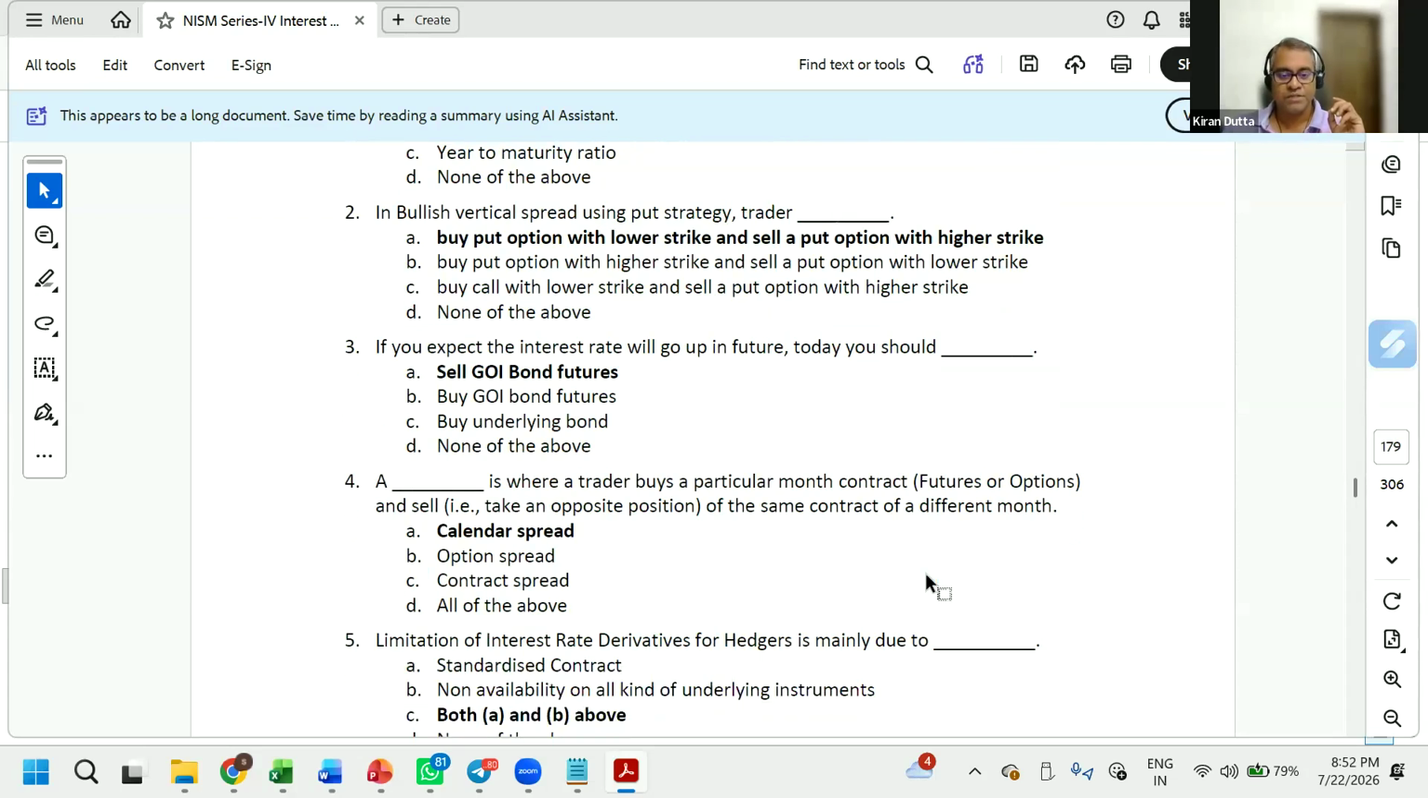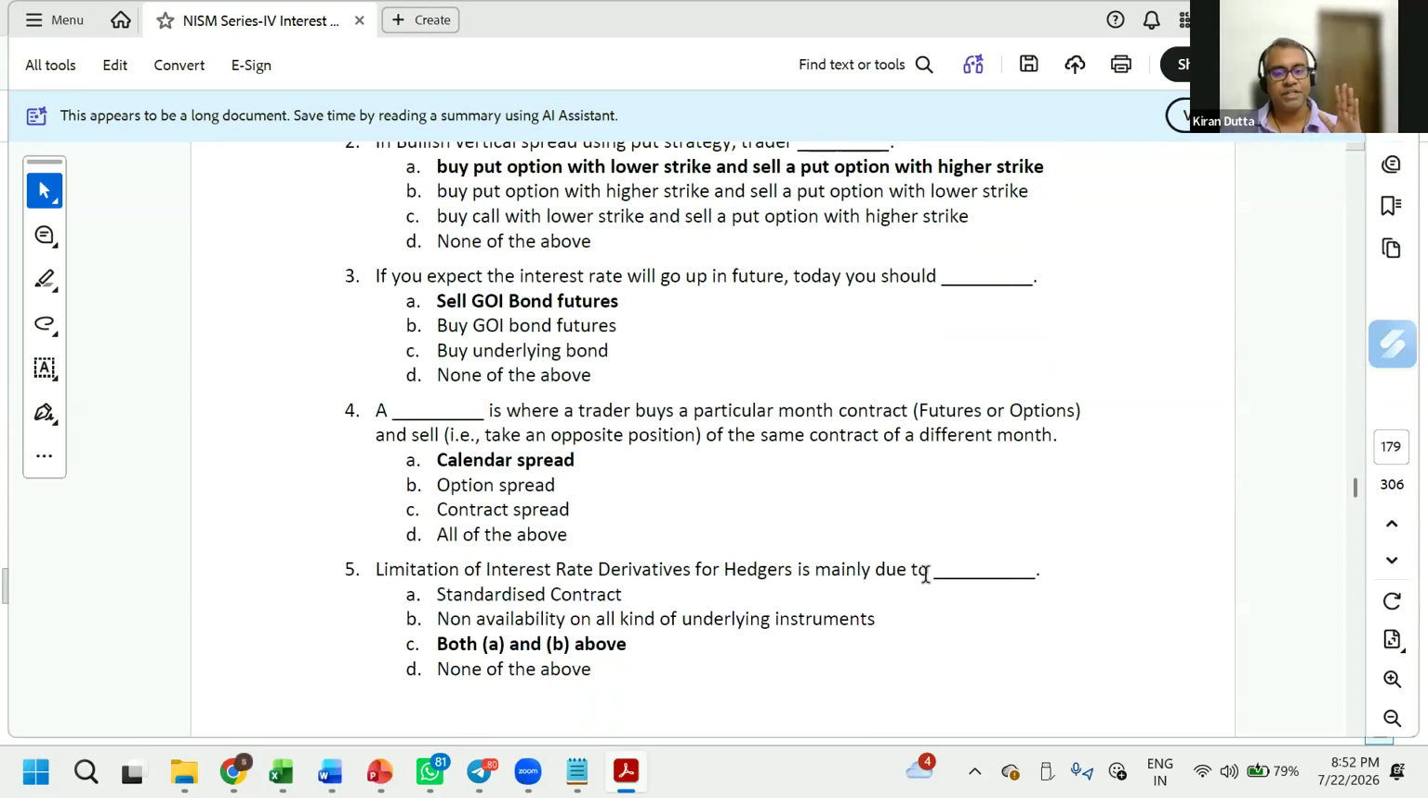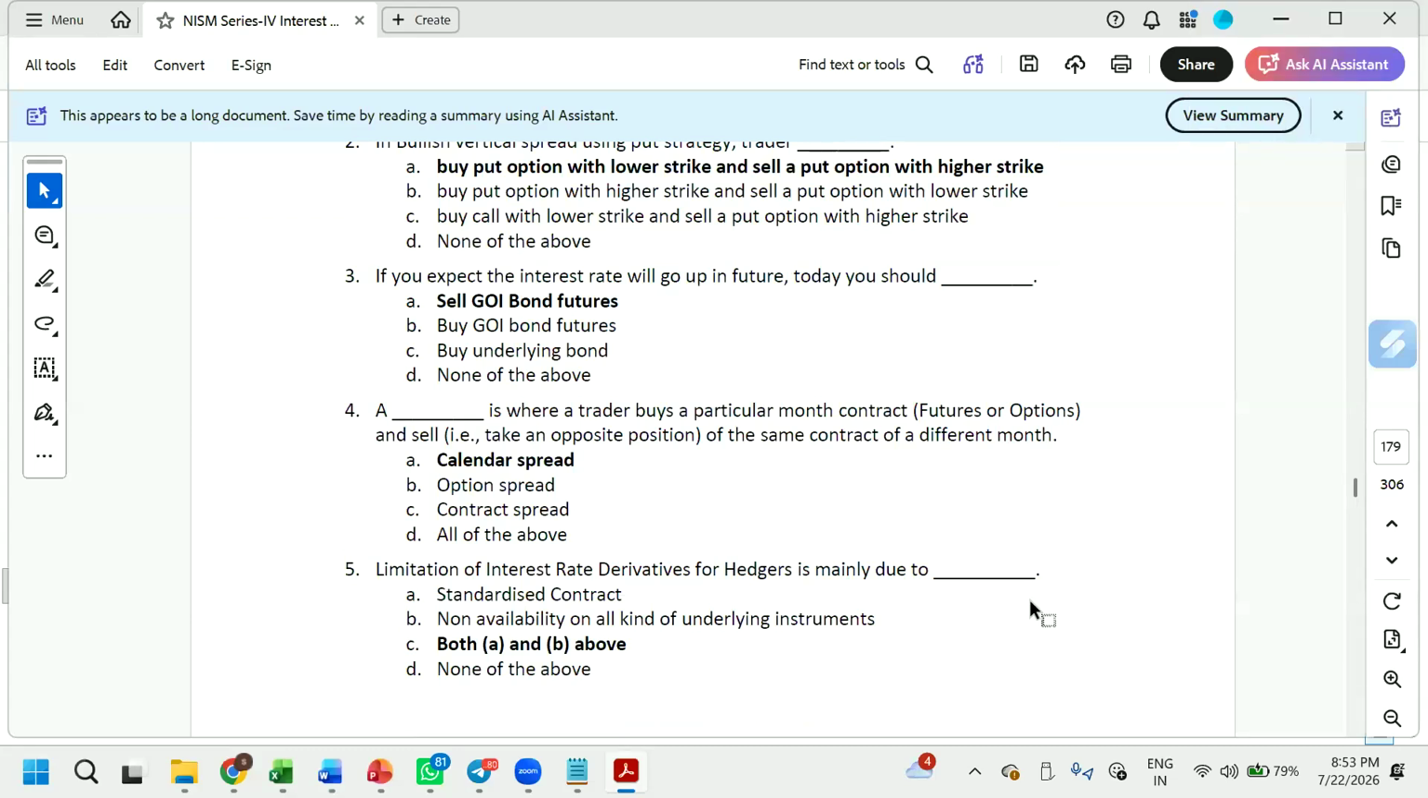Okay. Last but not the least, limitation of interest rate derivatives for hedgers is mainly due to standardized contract, non-availability of all kinds of underlying instruments. Okay. There are only 2 instruments there, so that's why it's mentioned there. Someone asked in previous classes also whether we as retail investors can participate. Unfortunately we can't, even though we can actually do currency on different markets.